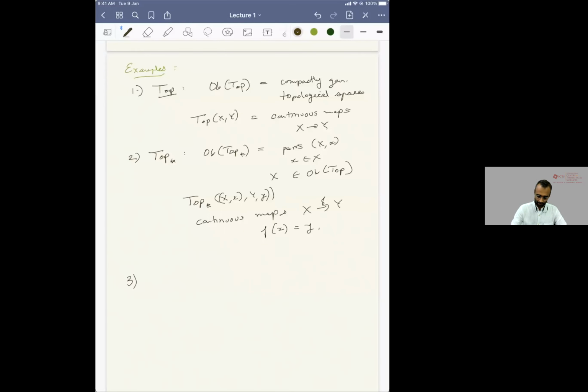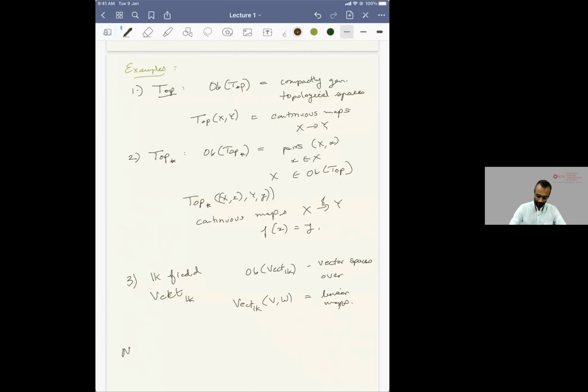Here's another one. You can take vector spaces. You can take K to be some field, and you can look at Vect K. So the objects of Vect K are vector spaces over K, and Vect K of V to W is linear maps. And in each of these cases, it's obvious how to compose two arrows. You can compose continuous maps, you can compose linear maps, and so on.